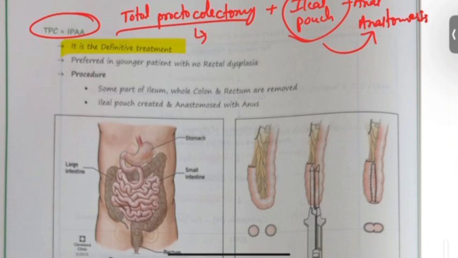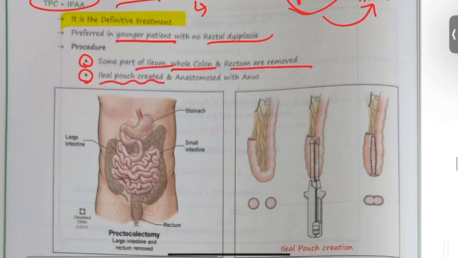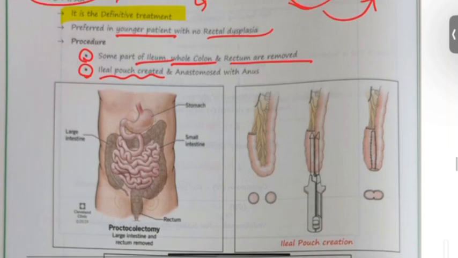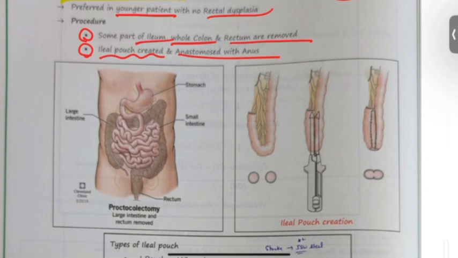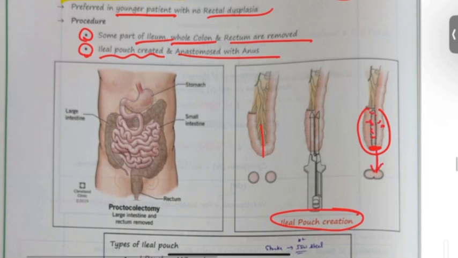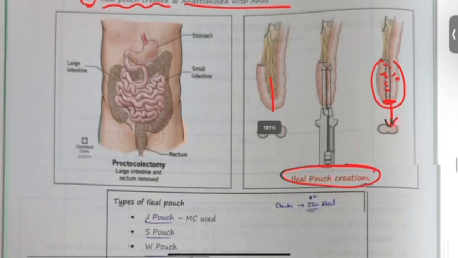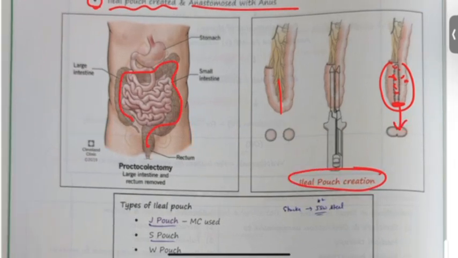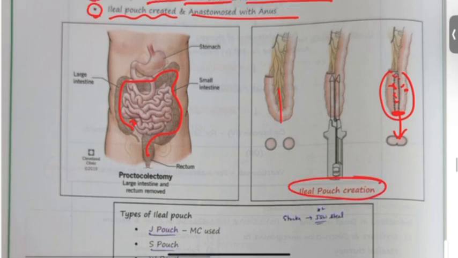This is usually preferred in younger patients with no rectal dysplasia. In the procedure, some part of the ileum, the whole colon and the rectum are removed. Whatever ileum is remaining, that is used to create a pouch, and then it is anastomosed with the anus. So here they have shown how the ileal pouch is created: they are cutting this middle part and then anastomosing it. This is like a pouch now. You create an opening, there is a pouch, you can hold substances, and then from here it is a pouch. So the rectum and entire colon are removed and some part of the ileum is removed. That is called total proctocolectomy.